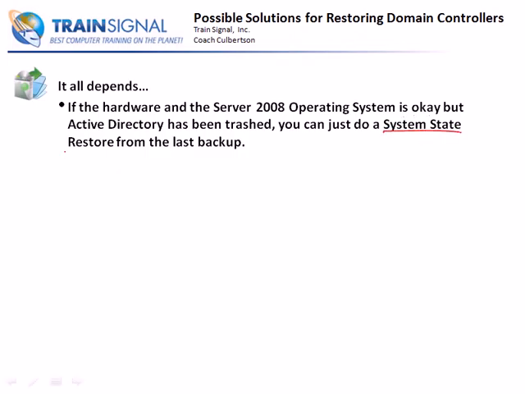In the last video, when I was talking to you about how to restore an OU, what did we do first? We used WBadmin and we did a system state restore. So if you're just restoring system state, you can actually stop at that one step. You don't have to go through and restore your organizational units. All right? So I've already taught you how to do a system state restore. But you're only going to do that if your hardware and your Server 2008 operating system is okay.